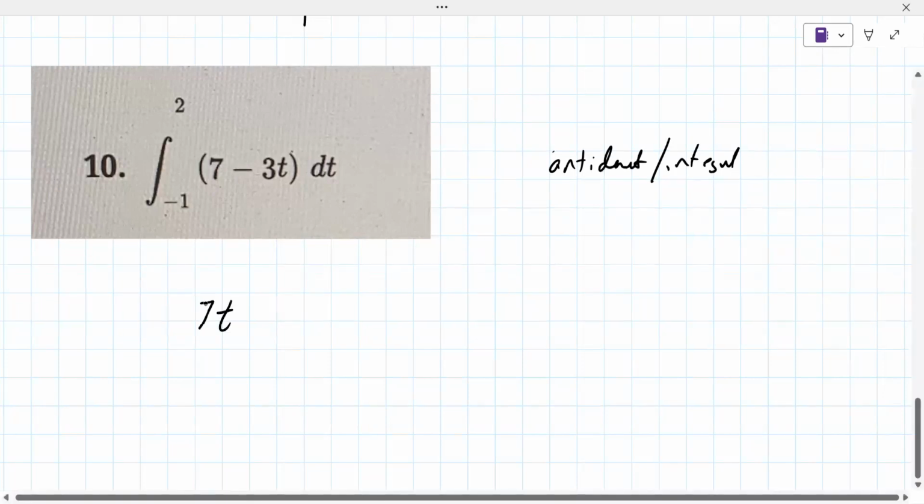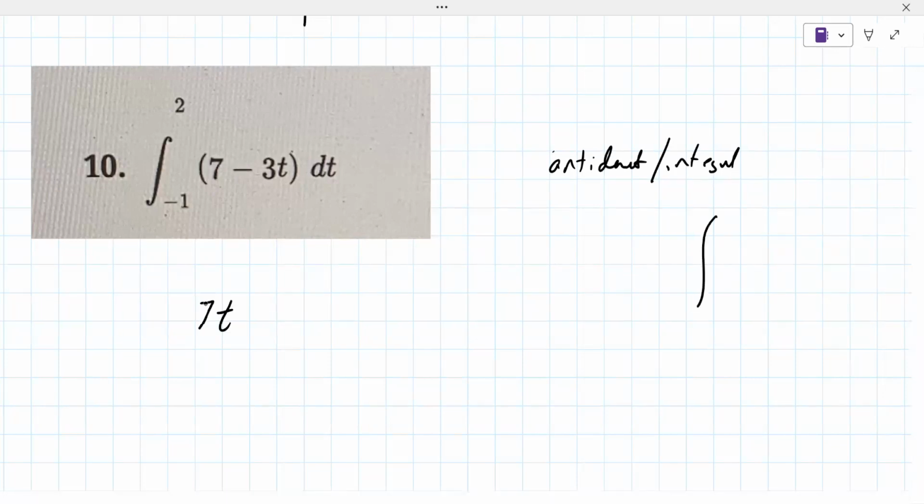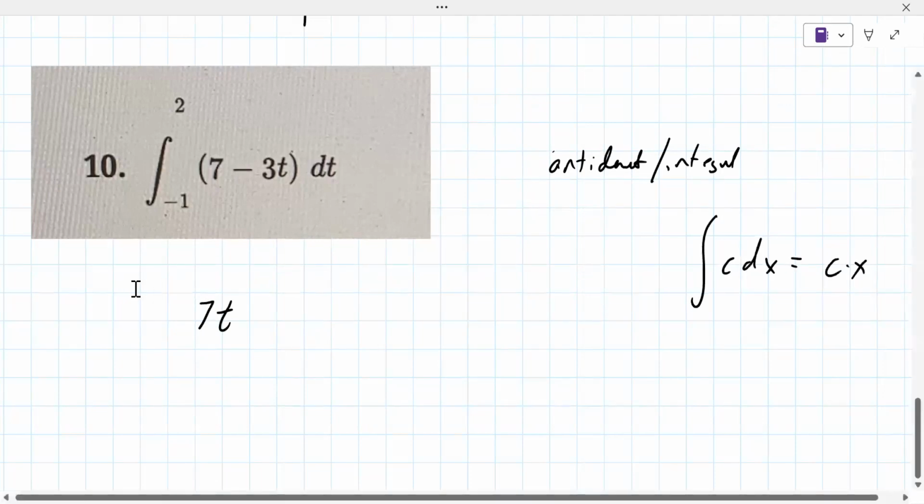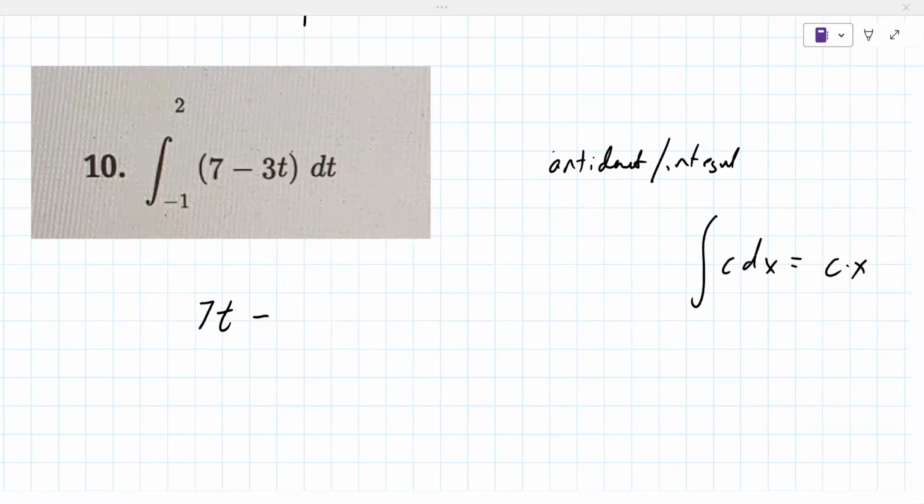So it's 7t. Right, okay. So yes, the integral of a constant dx is the constant times x. How about this minus 3t? Do you remember that one? That's the power rule.